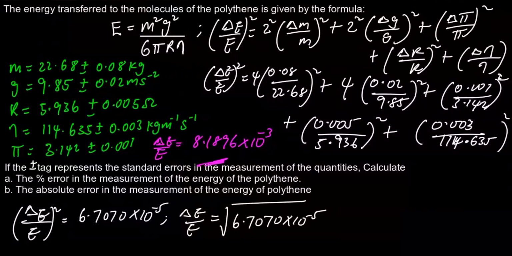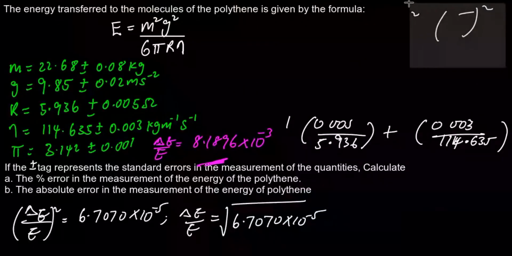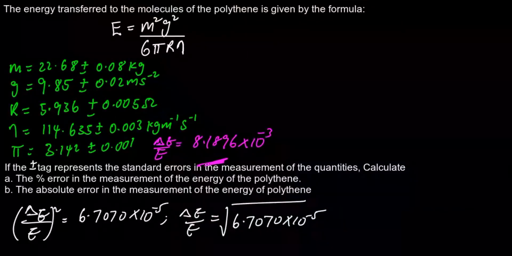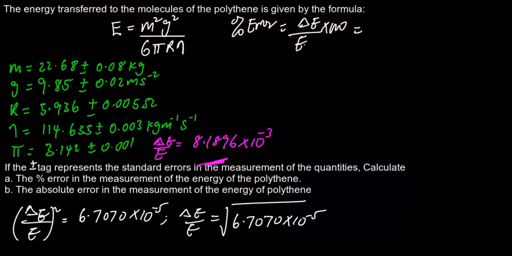Now, let's start solving the question. Okay, how do we solve this question? The question says that we'll calculate the percentage error in the measurement of the energy of the polythene. What is percentage error or percentage relative error? It is error over actual value times 100. And what's the error over actual value? You have it here already to be 8.1896 times 10 raised to power minus 3. Then times 100.